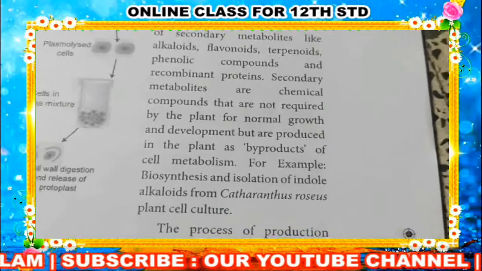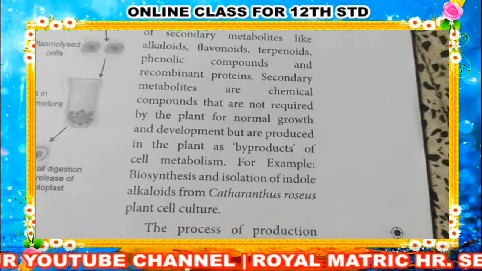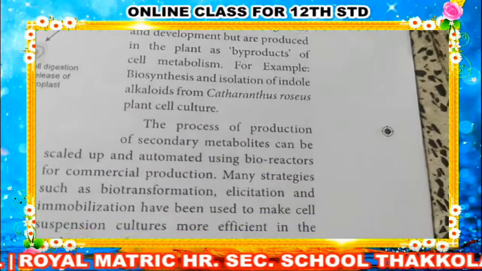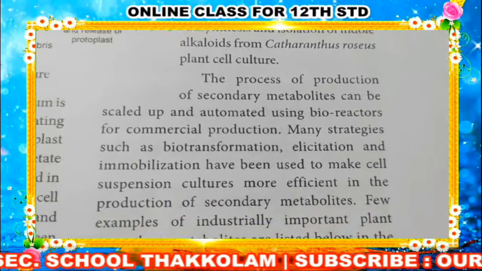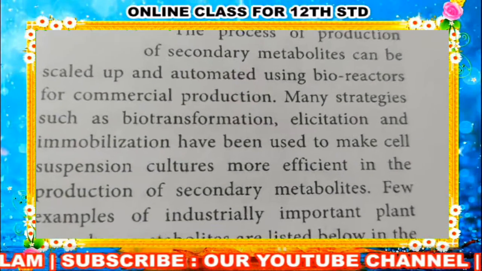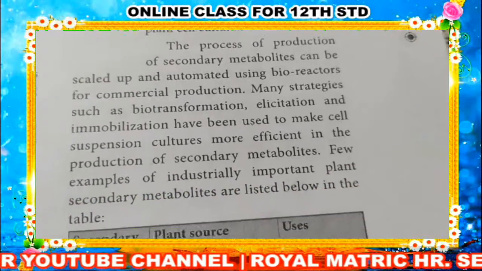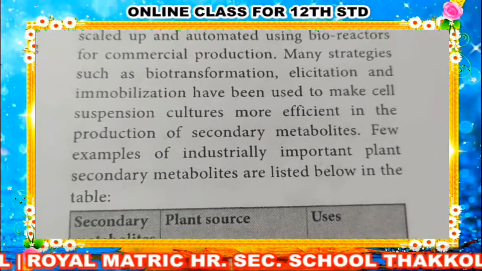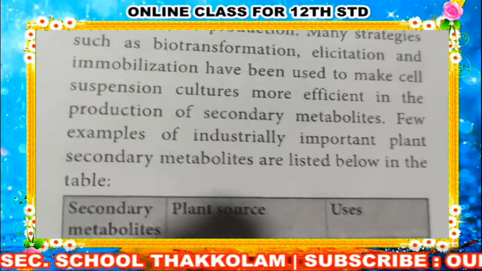For example, see isolation of indole alkaloid from Catharanthus roseus plant cell culture. The process of production of secondary metabolites can be scaled up and automated using bioreactors, and many strategies like biotransformation, elicitation, and immobilization have been used to make the cell suspension more efficient in the production of secondary metabolites. To produce the secondary metabolites, we are using biotransformation, elicitation, and immobilization.